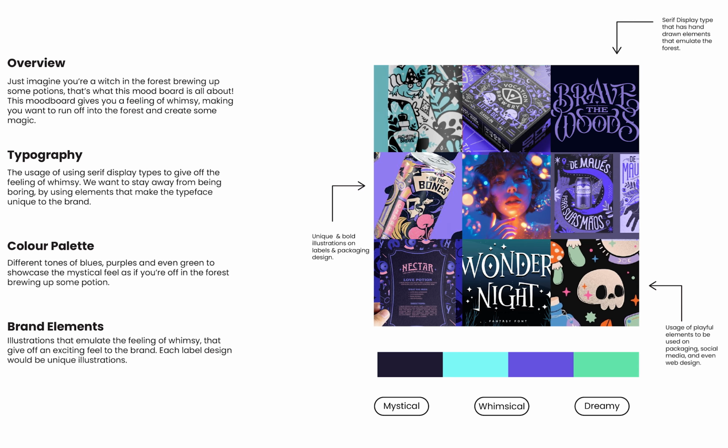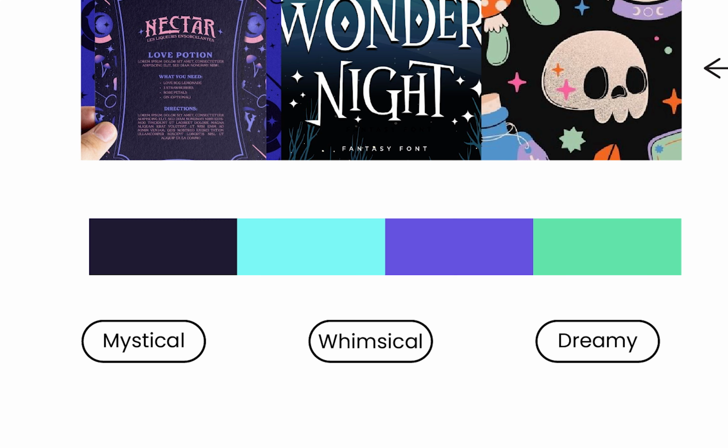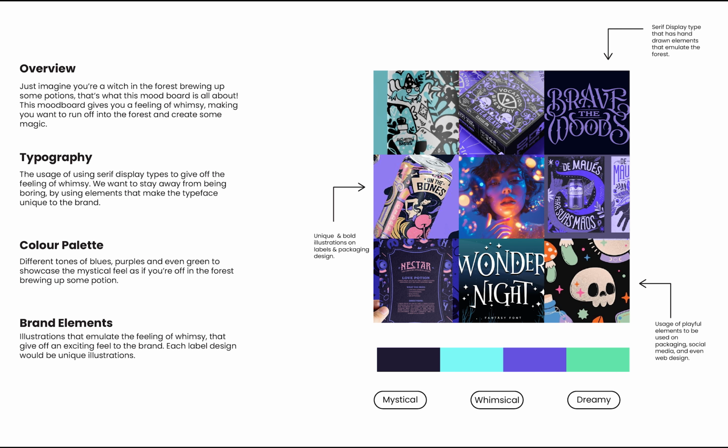This usually is sent in my creative direction presentation where I go over all of the reasons of why I chose it. I go over the overview, the typography, the color palette, and brand elements. I also really like to add brand words just so my client can kind of get a better understanding of why I chose the ideas that I did. And that's pretty much what I do.